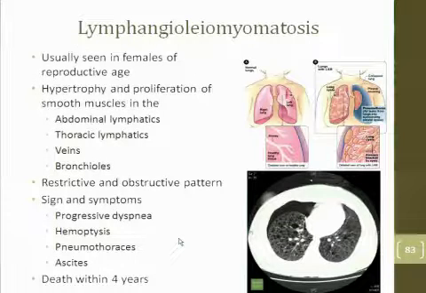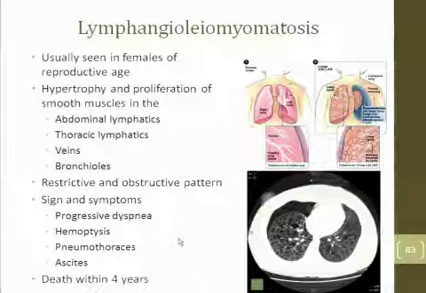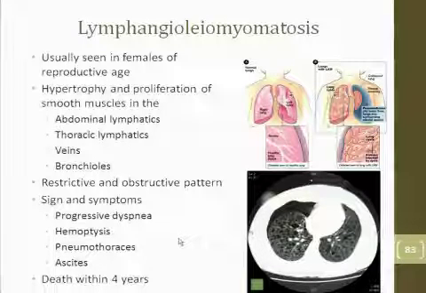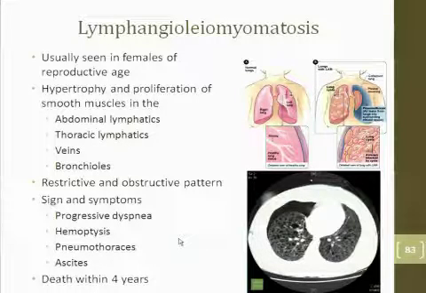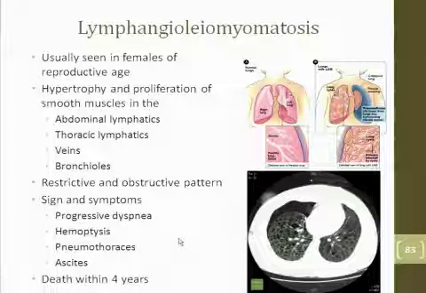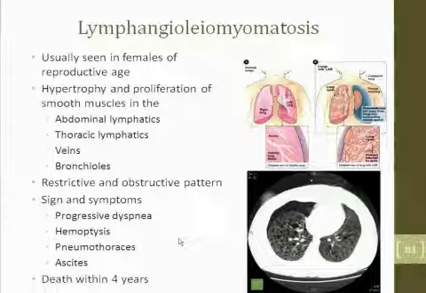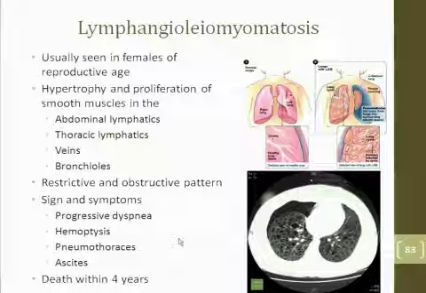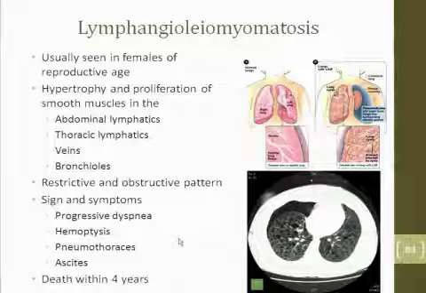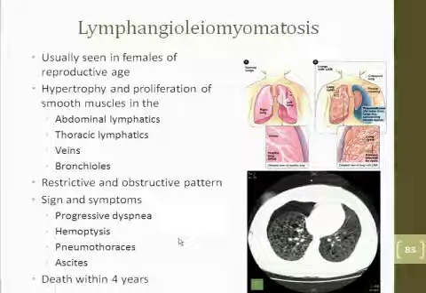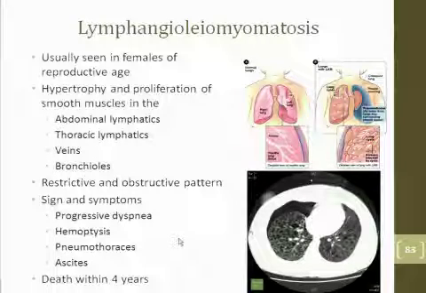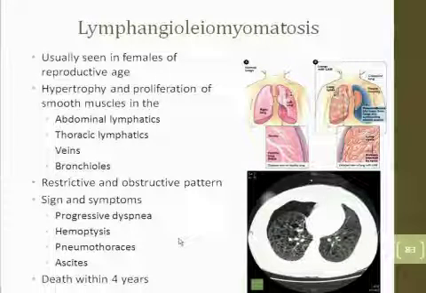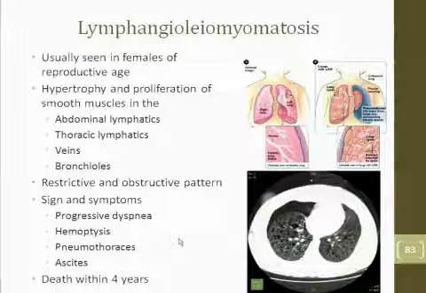The other one that's rare is called lymphangiomyomatosis. It's usually seen in females of reproductive age. It's hypertrophy and proliferation of smooth muscle of abdominal lymphatics, thoracic lymphatics, veins, and bronchioles. It gets what's called a restrictive and obstructive pattern, and this is progressive dyspnea, hemoptysis, and pneumothorax is going to happen pretty frequently, as you can see in this picture, and they develop ascites. Death, unfortunately, ensues pretty promptly within 4 years, so the treatment options are very limited.